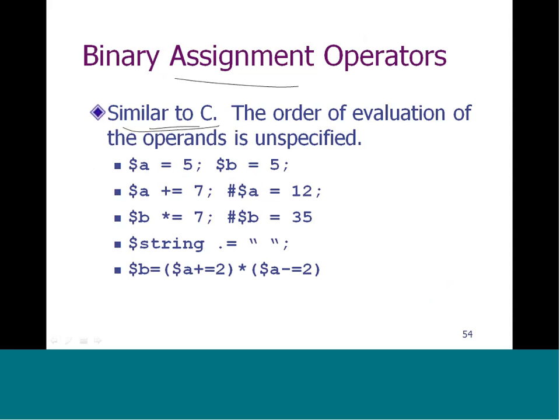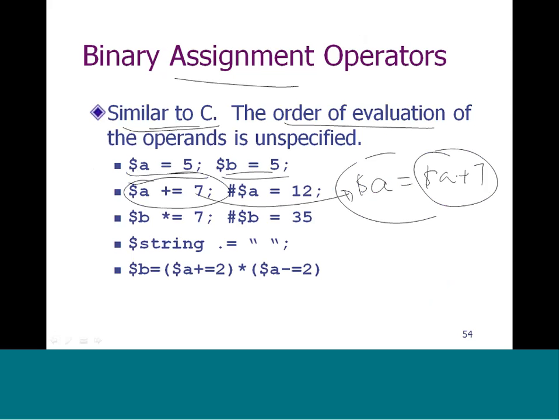Here $A equal to 5 and $B equal to 5. So it's a standard that's given. Now we are assigning $A plus equal to 7. First of all, what does it mean? This means $A equal to $A plus 7. The reason why the order of evaluation is unspecified is because it doesn't matter how this thing is evaluated. In this case, $A will have a value of 12, because that's the value it settles at. So whether this is evaluated first or this is evaluated first, it doesn't matter.